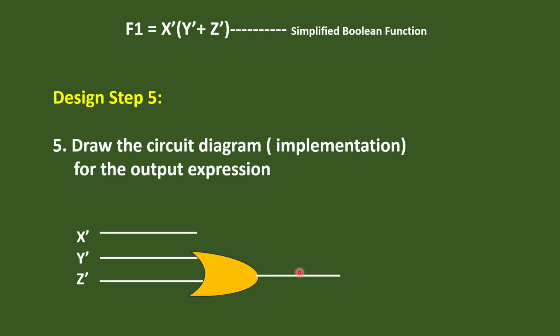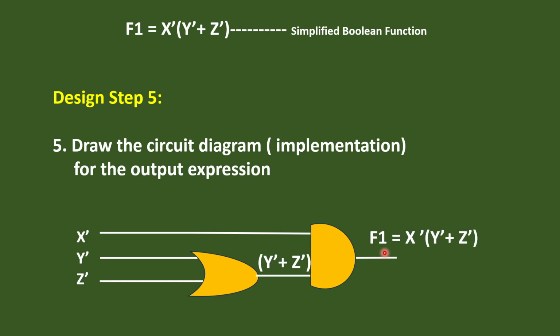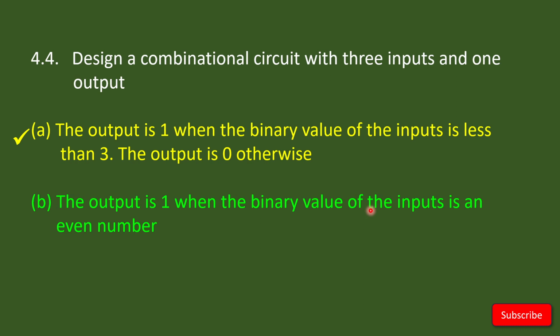So this result must be combined with this x dash using AND operator, so that we'll get this F1, that is F1 simplified. Okay, so we got the combinational circuit designed by us. So the first part is over. Now we move on to the second part.